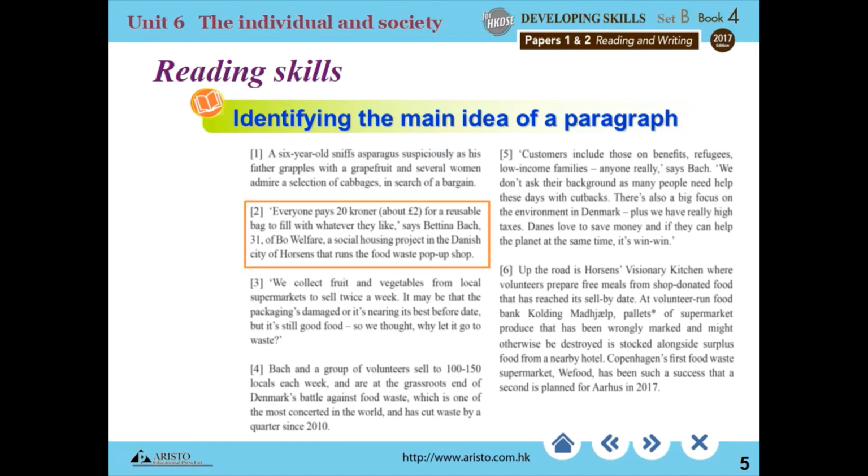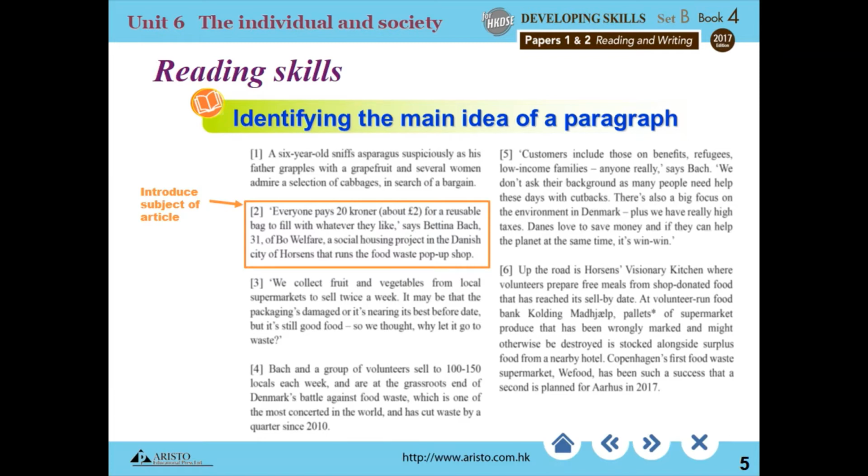This paragraph starts with a direct quote from someone who runs the food waste pop-up shop. Now we know that the previous paragraph was setting the scene for the food waste pop-up shop, and now from the mouth of the person who runs it, we know how it works. This is the first introduction of the subject that will be discussed in this article.